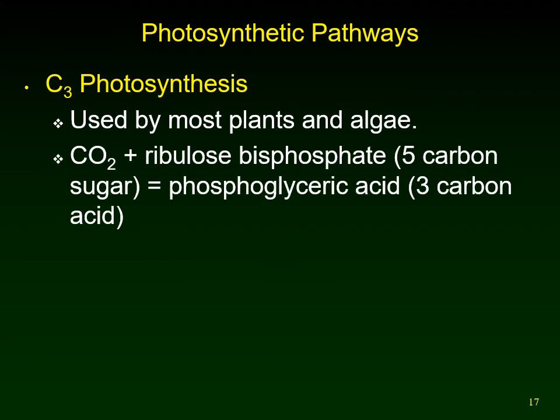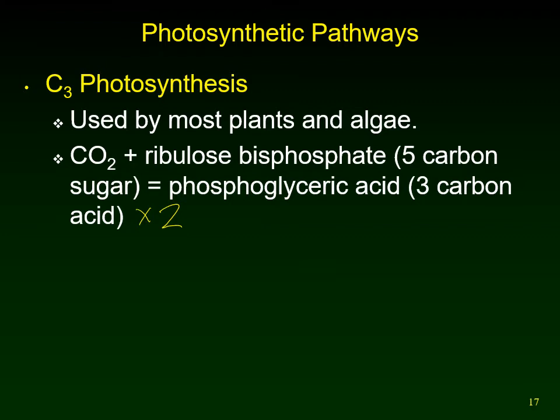It is called C3 photosynthesis because when the plant first takes in the carbon dioxide, remember it comes in the little stomata, the little holes in the leaves, the carbon dioxide is grabbed by an enzyme called RuBP, ribulose bisphosphate, which is a 5-carbon sugar. That 5-carbon sugar now has 6 carbons because of the carbon dioxide, forming a 6-carbon molecule. That 6-carbon molecule immediately breaks apart into 2 3-carbon acids. So there's going to be 2 of these, and that's the phosphoglyceric acid, which is called PGA for short.